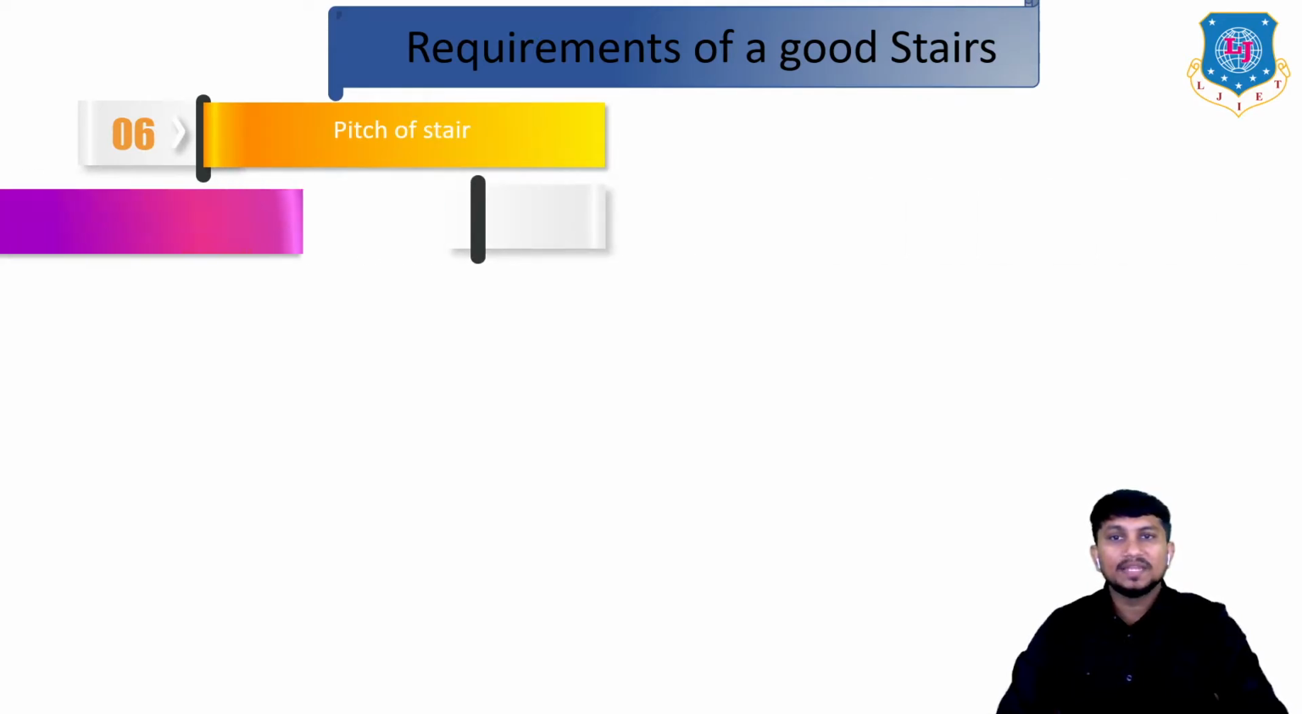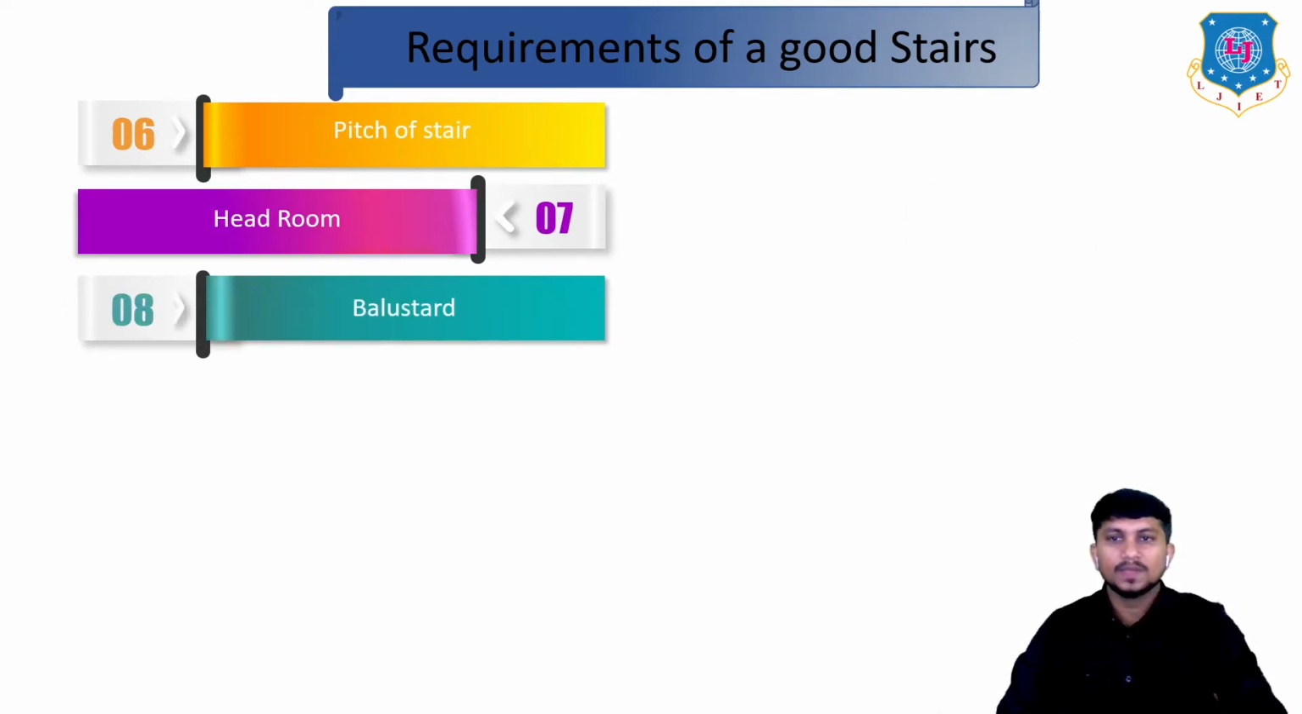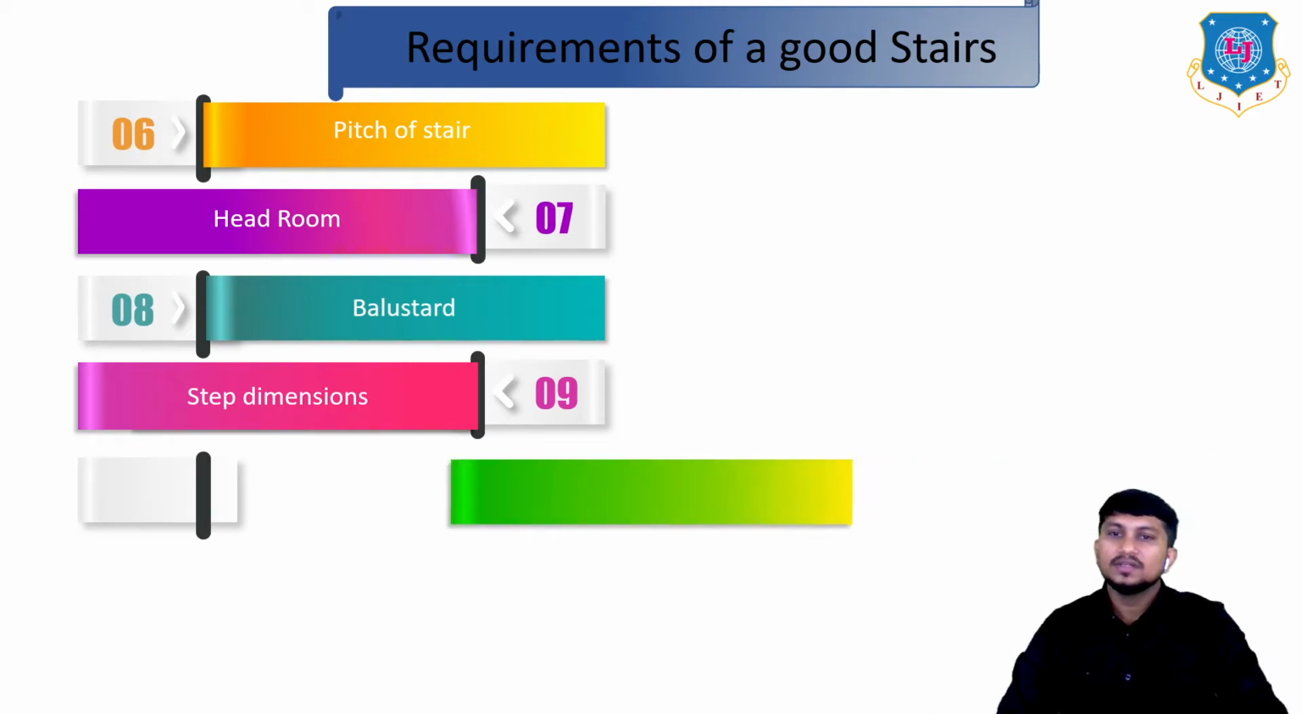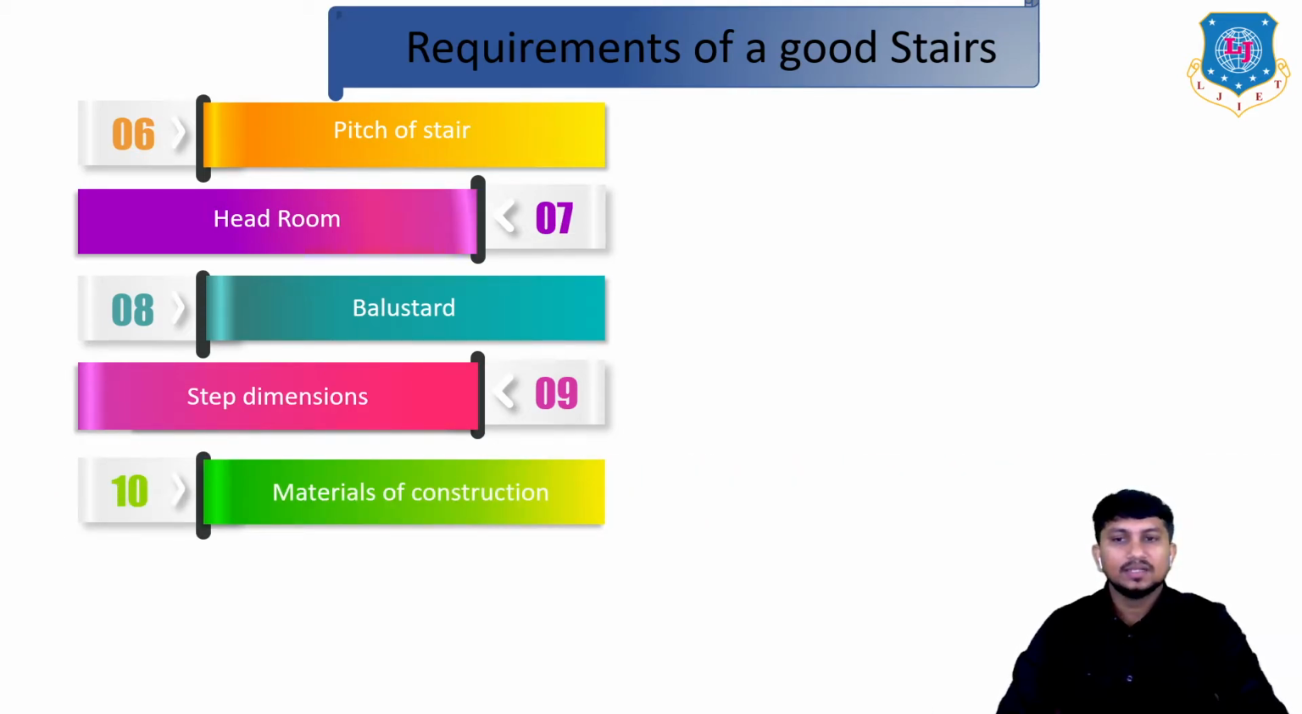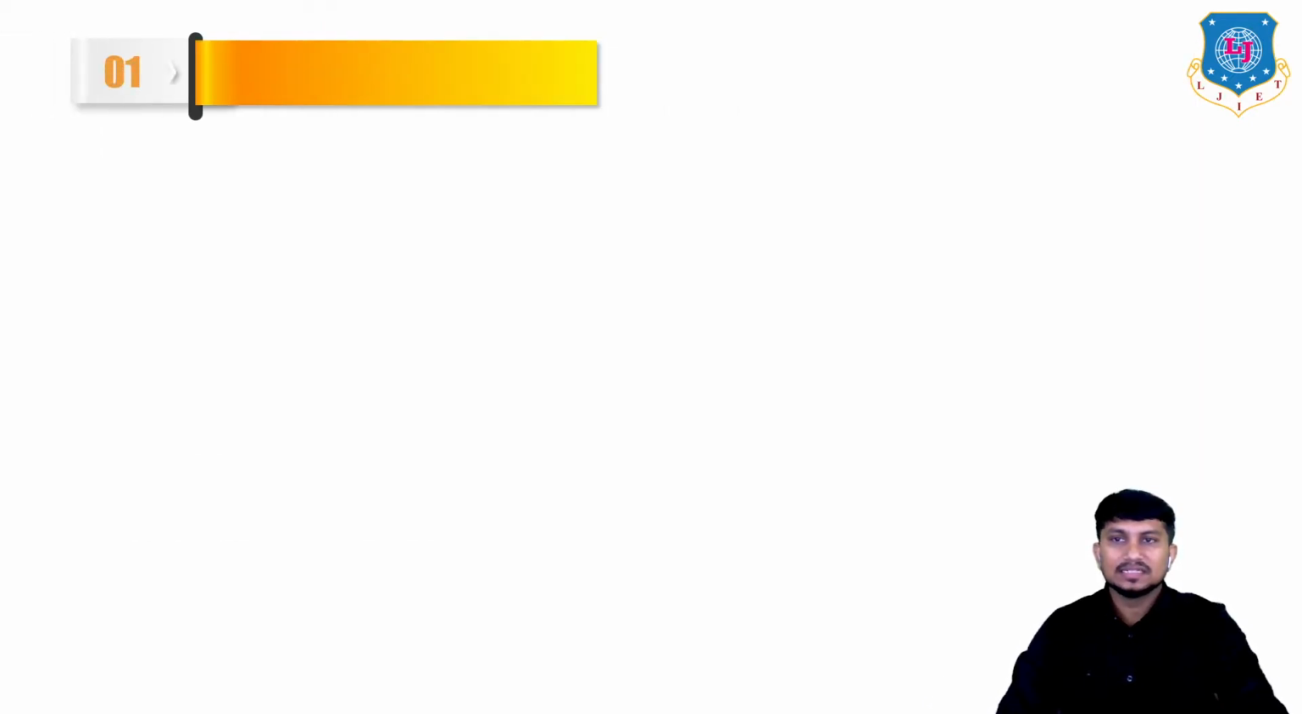Sixth is pitch of stair. Seventh is headroom. Eighth is balustrade. Ninth is step dimensions. And tenth is materials for construction. These are the various requirements of a good stair. Let's discuss one by one.